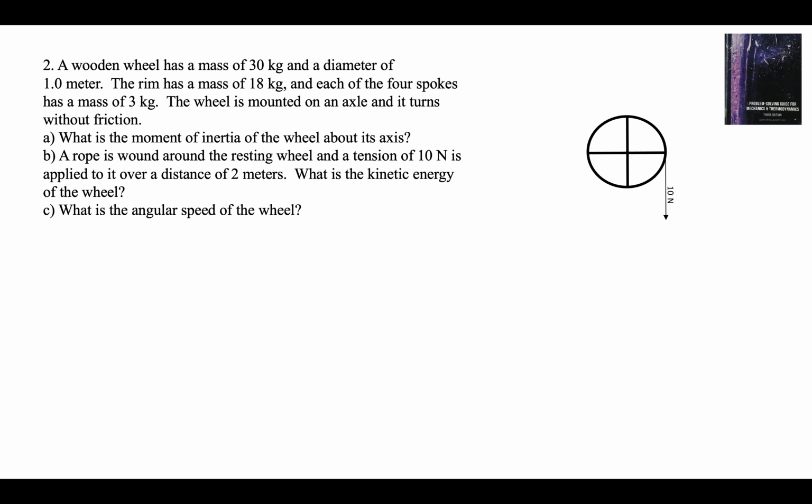Part B. Wind the rope around the wheel, exerts a force of 10 newtons for 2 meters. What's the kinetic energy of the wheel? Now, you've got to think about this, and it should be pretty clear after you think about it for a while. A 10 newton force for 2 meters. How much work is that? That's 20 joules.